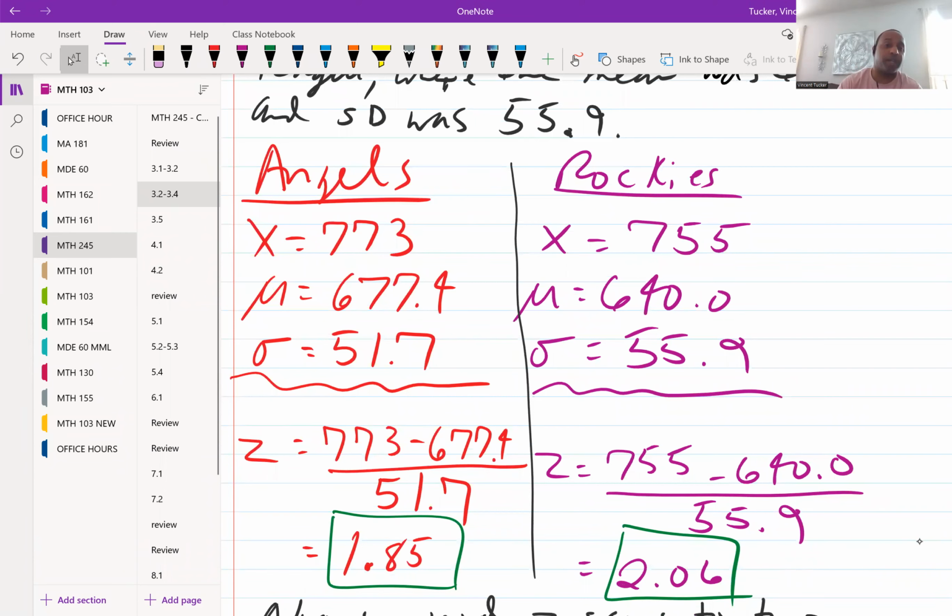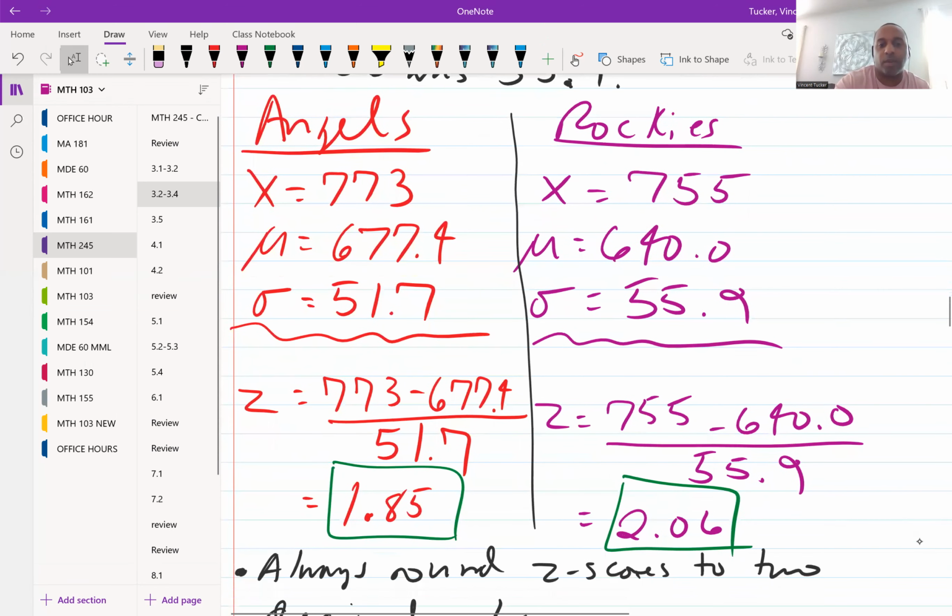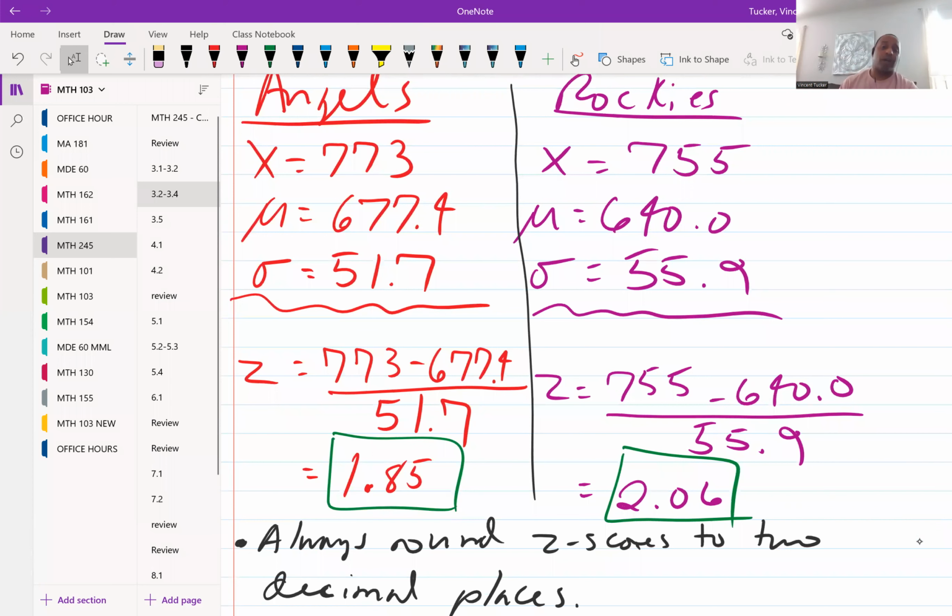Remember, that's your data value, x, minus your mean, mu, divided by standard deviation, sigma. For the Angels, 773 minus 677.4 divided by 51.7 gives us 1.85 as a z-score. And for the Rockies, 755 minus 640 divided by 55.9 gives us 2.06. With z-scores, we always round to 2 decimal places. That will matter when we go to our z-score chart in the future, so might as well get in the habit of doing that now.